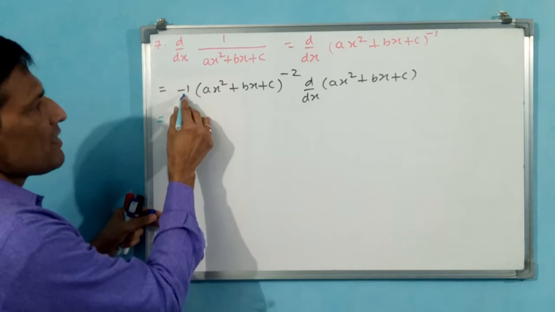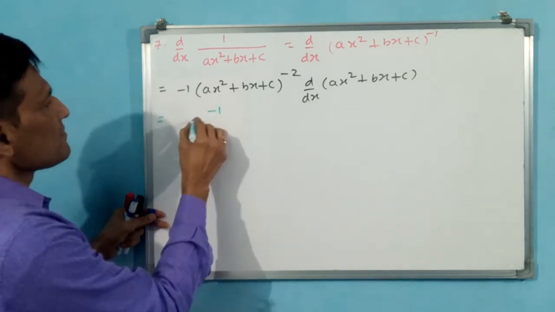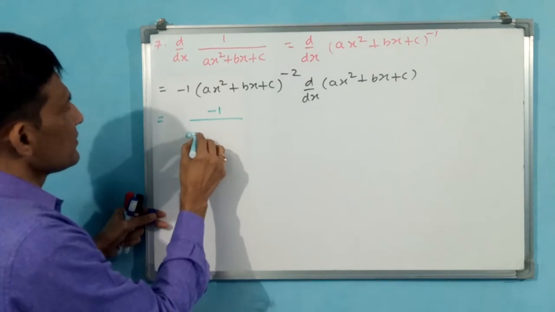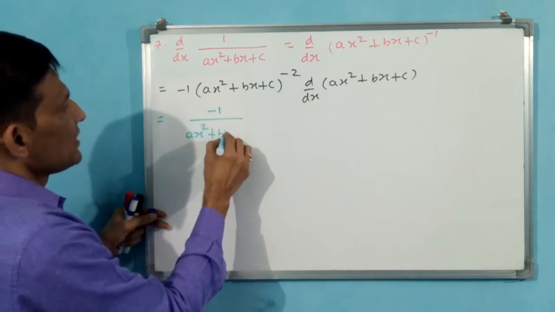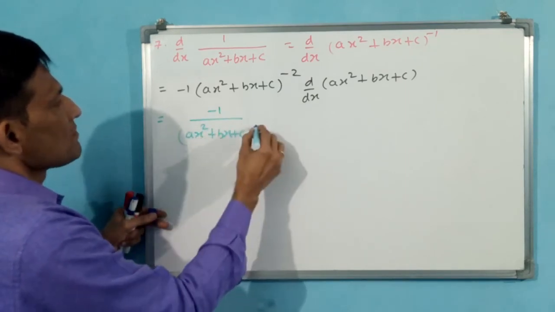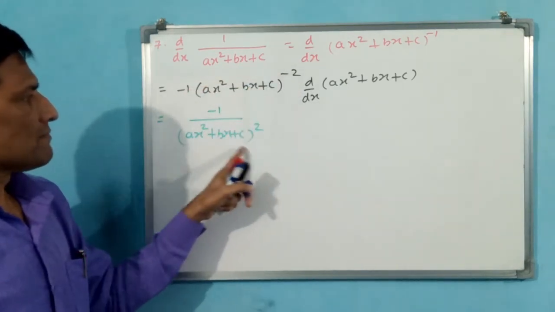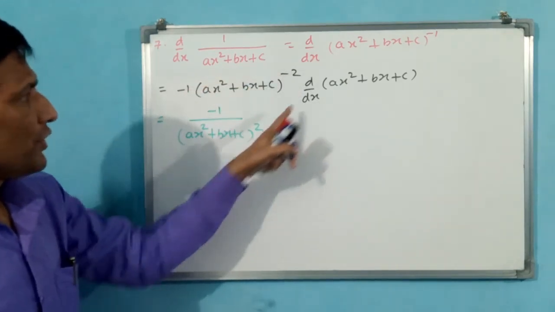Let us write minus 1 by... this is minus 2, but if it is sent to the denominator, plus 2 is going to become. Is it okay? Minus 1 by x square, x is this one, into.